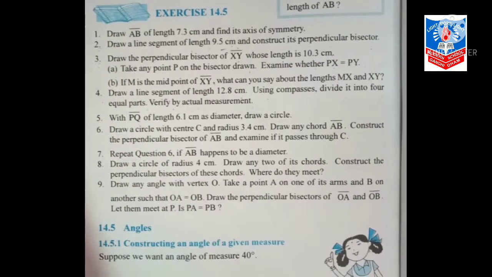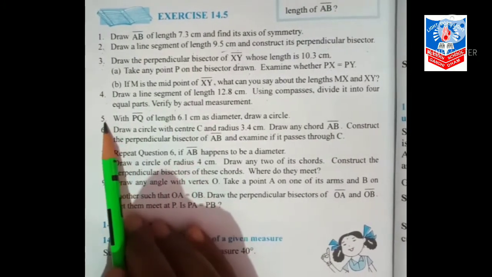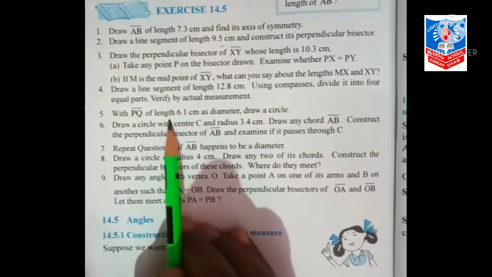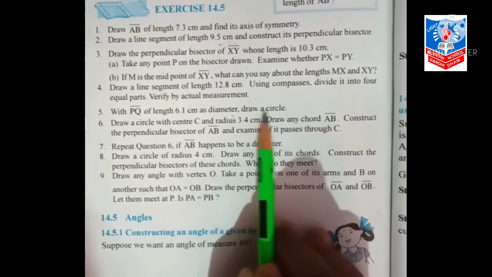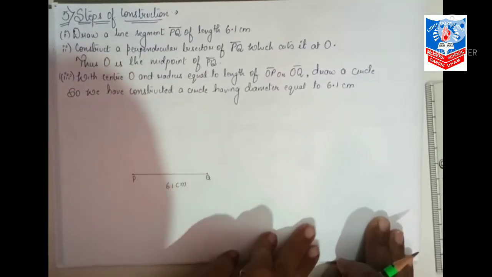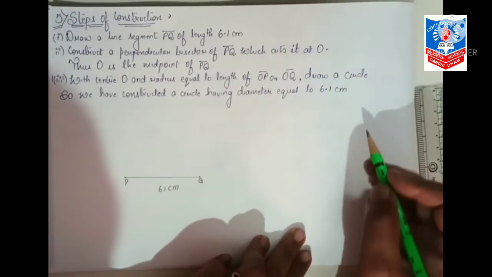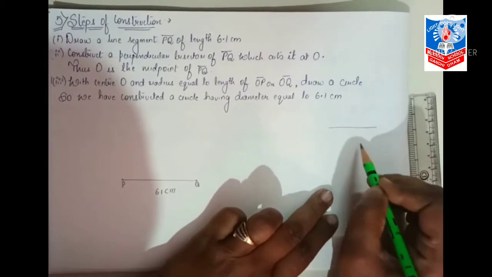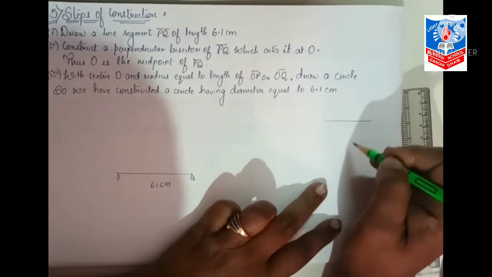Good morning, students. Let us start with our exercise 14.5 question number 5. With line segment PQ of length 6.1 centimeter as diameter, draw a circle. Now see here in this question what we have to do. We have to draw a line segment PQ of 6.1 centimeter, and then we have to draw a circle.